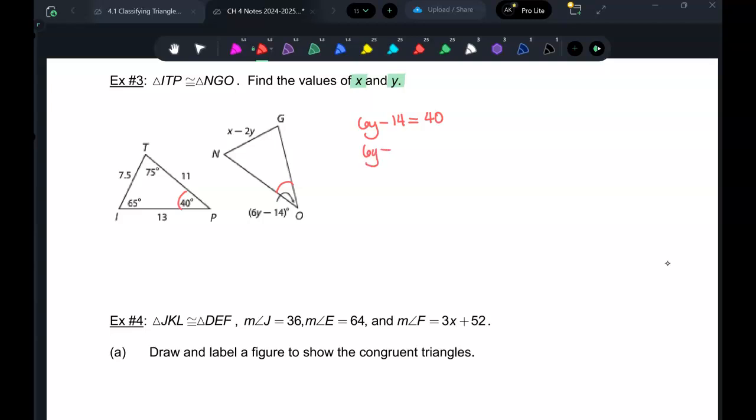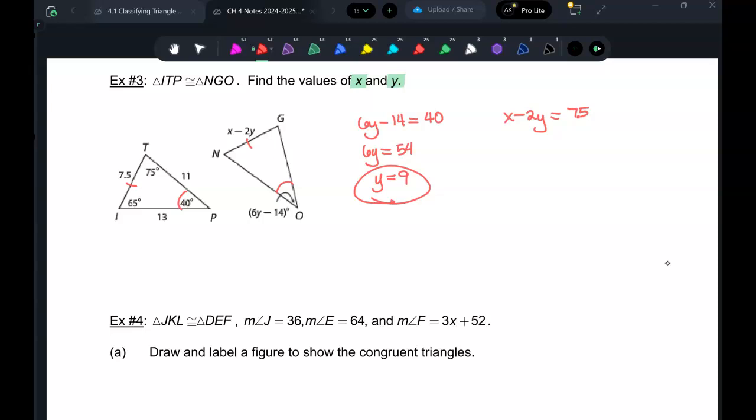So we're going to add 14 and divide by 6, so we get y equals 9. Good. So now I want to figure out, can we do x minus 2y? I have a question. So what's the first two letters here? And that's this one right here. So we're going to set this equal to 7.5. Now, if I didn't have y, we would have had to solve that first.